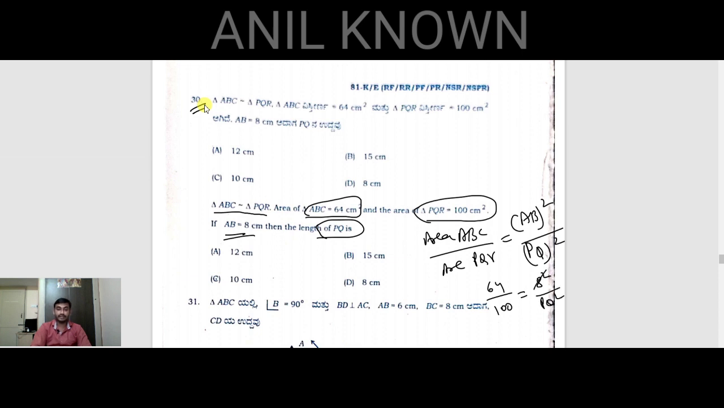Then 8 square and 64 get cancelled, then PQ square is equal to 100, then PQ is equal to square root of 100, then PQ is equal to 10. Therefore, 10 centimeter is the right answer.